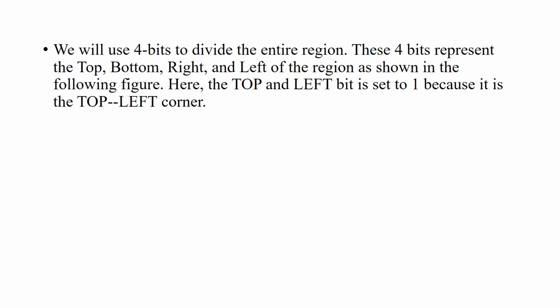For this Cohen-Sutherland algorithm, we use 4 bits. These 4 bits represent the top, bottom, right and left regions of a particular point of a line. For example, the top left bit is set to 1 because it is the top left corner. These 4 bits are called region codes, because they are used to find out the region.